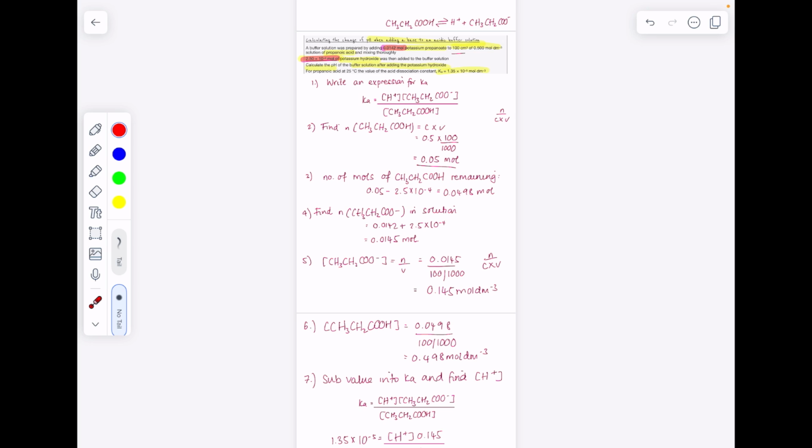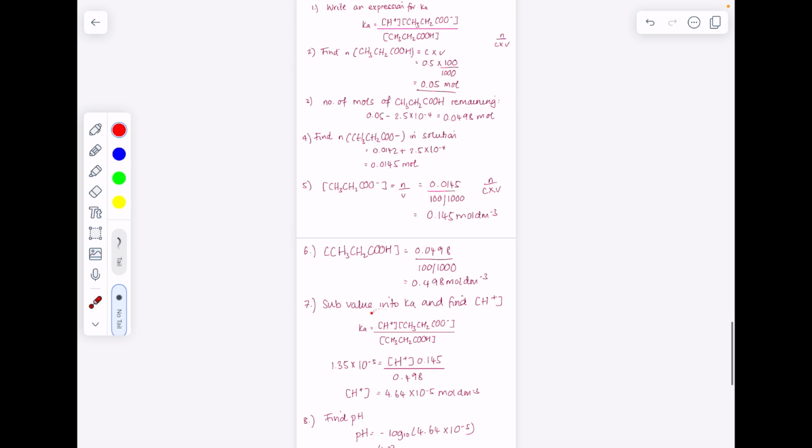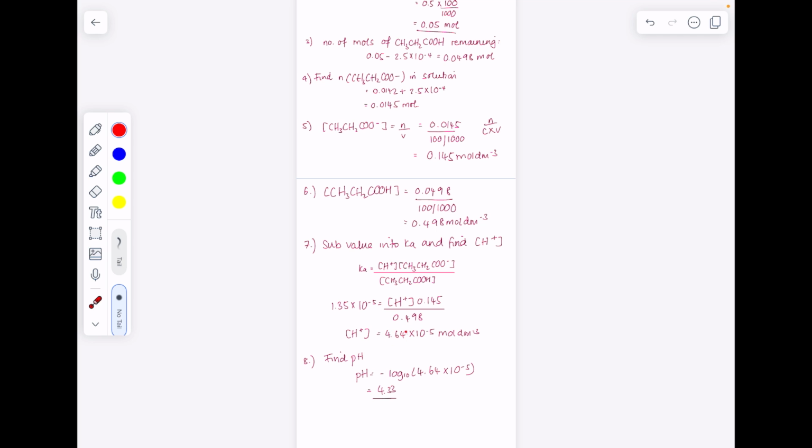remember, when a base is added to an acidic buffer, the amount of weak acid decreases. And that's because when we add our base, what happens is the amount of this decreases, but the amount of the salt increases. So that's why we added that number there. Then we found the concentration of propanoate ions, the concentration of propanoic acid. That gave us enough numbers to substitute into the expression for Ka. We solved to find the concentration of H+ ions and then finally found the pH.